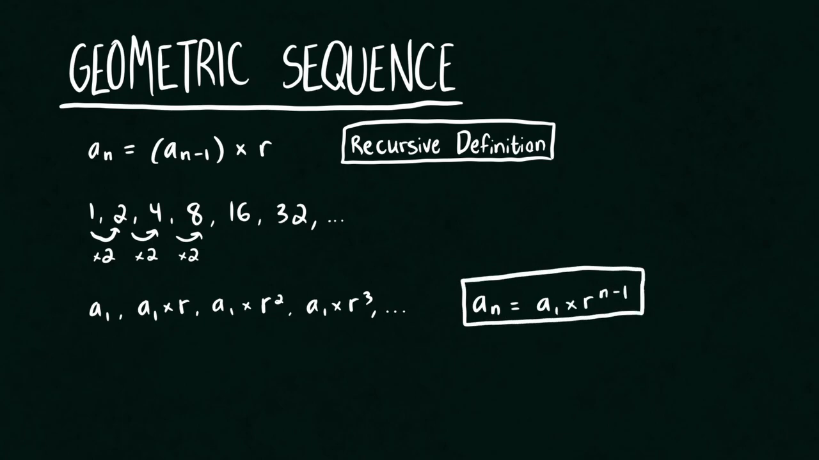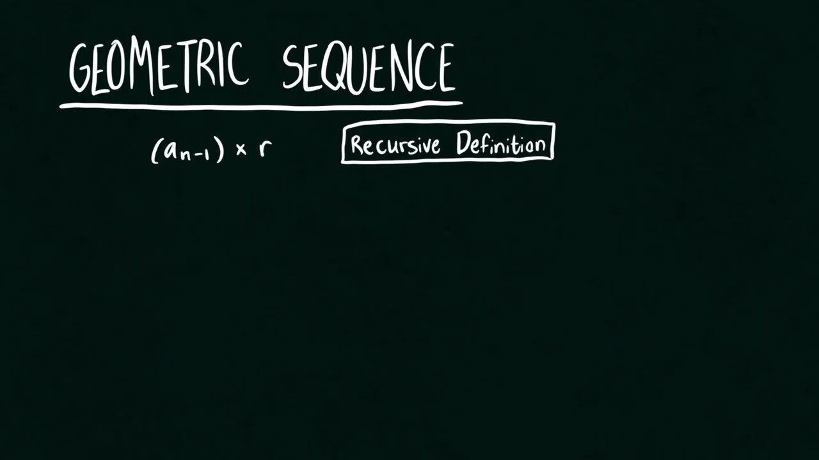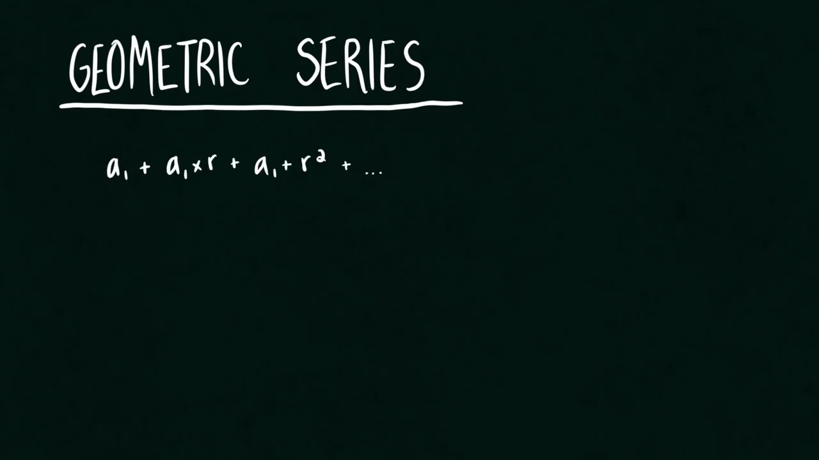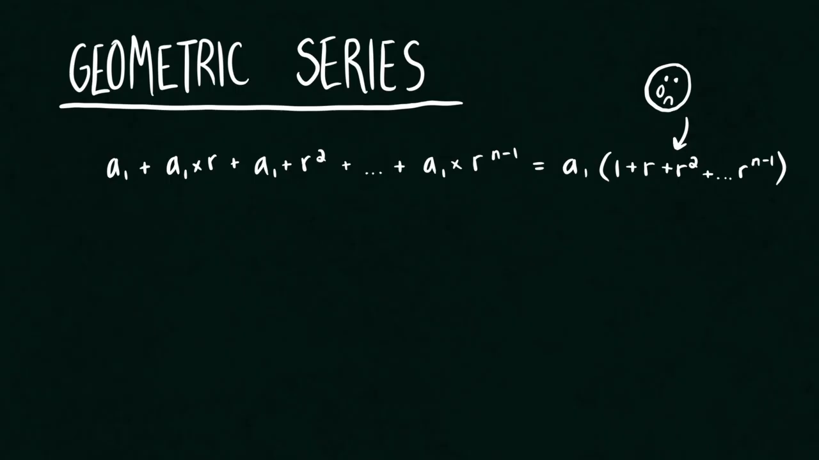Not too bad, right? So now let's look at what happens when you try to sum these numbers up. Unfortunately, there's no simple genius way to do this like there is for arithmetic series. You can write out a generalized form and factor out an a sub 1, but you're going to be left with this, which makes me sad because I have no clue what to do with that.